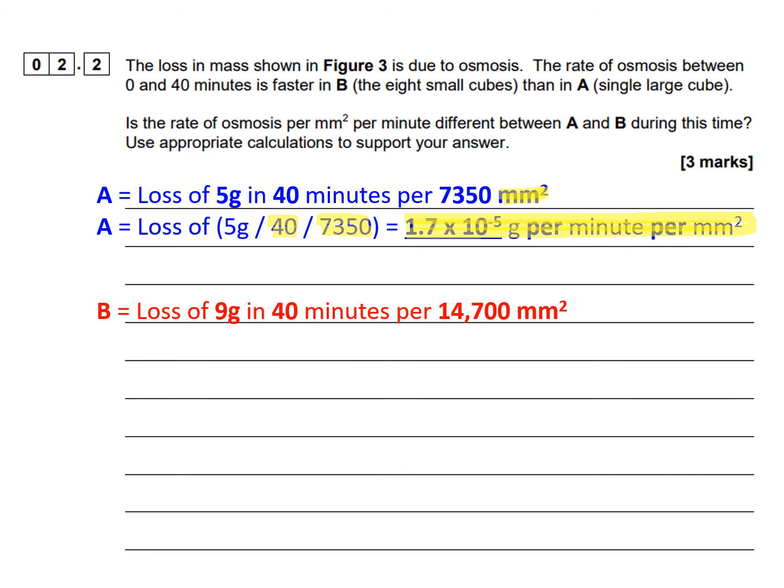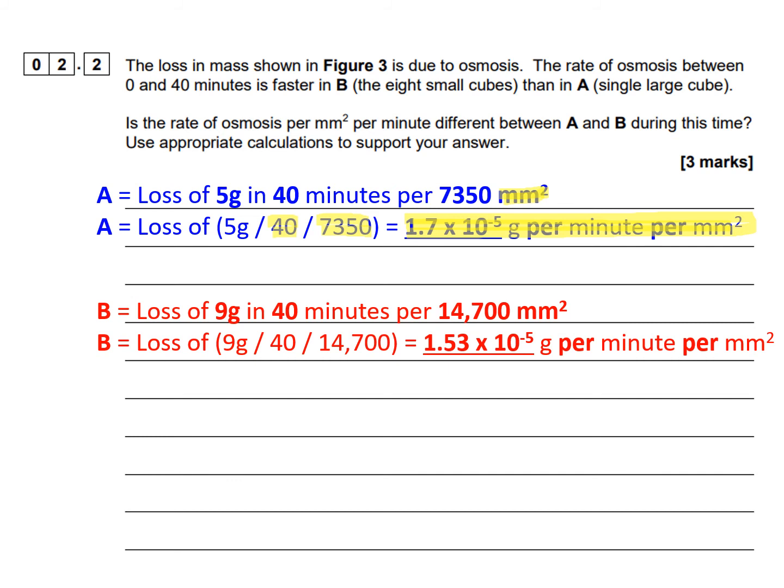If we do the same for B, well, we know there's a loss of 9 grams in 40 minutes, but that's over a bigger surface area collectively with the 8 smaller cubes. If we divide by 40, we're going to get 2 per minute. And if we divide by the surface area, we're going to get 2 per millimeter squared. So that will give us a value of 1.53 times 10 to the power minus 5 grams lost per minute per millimeter squared. Now the question says, is the rate of osmosis different between A and B during this time, 40 minutes?